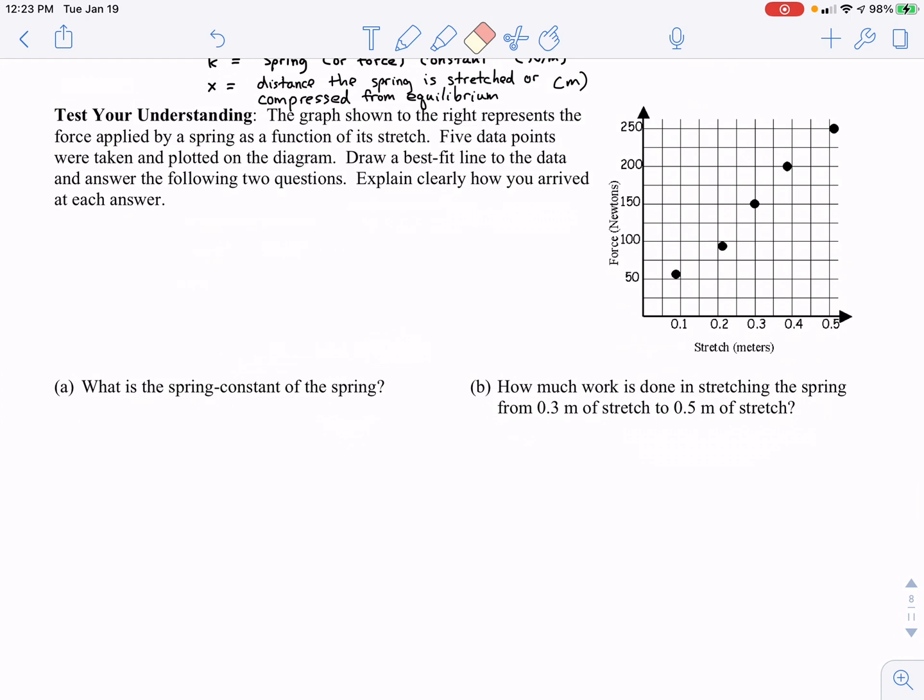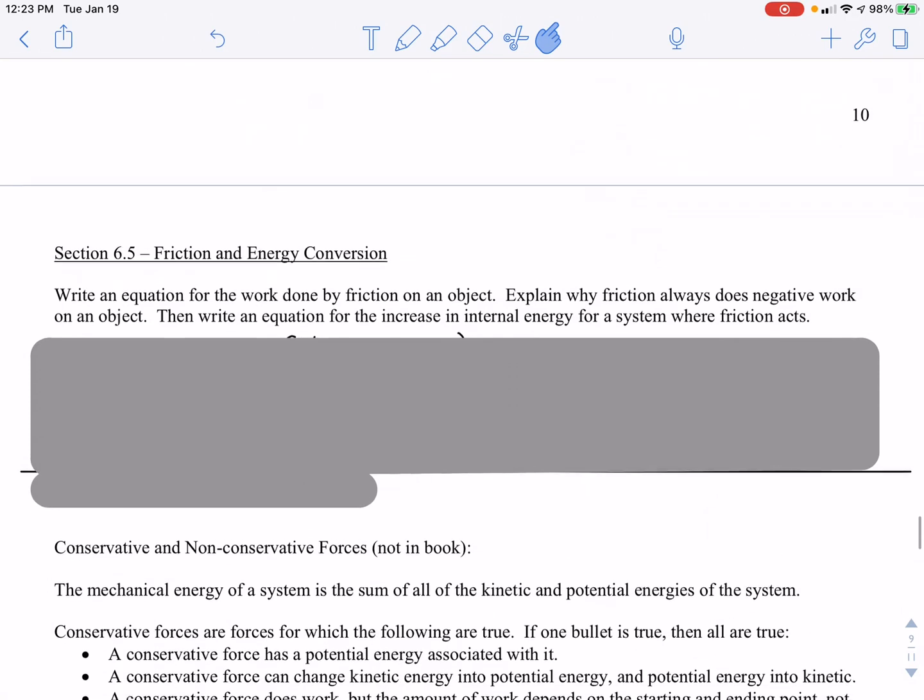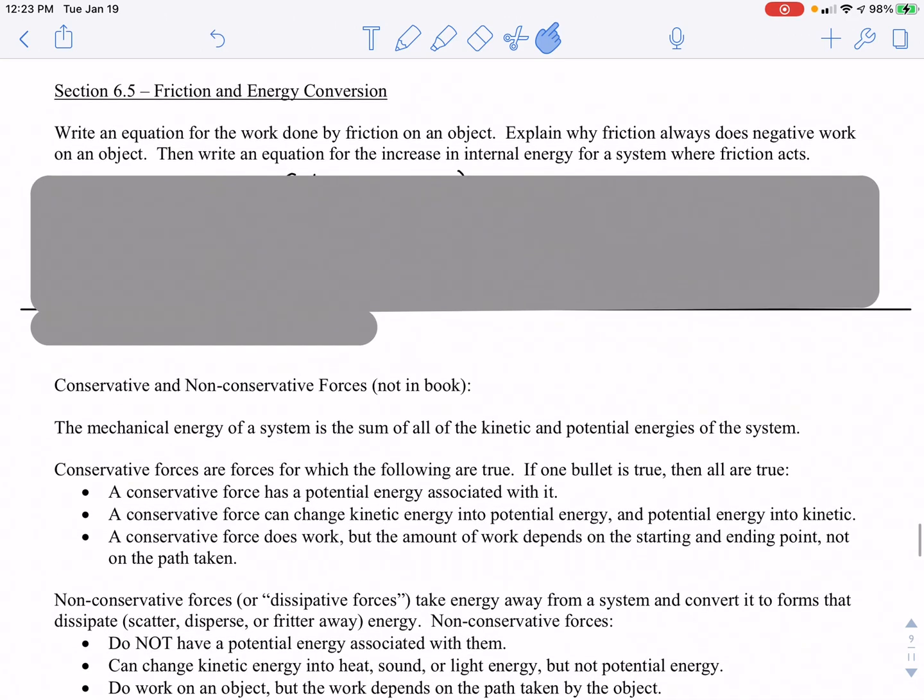Pause the video and try to do the test your understanding that you see here. We will go over it in class so that you can correct yourself. Now that you've had a chance to try this, we will go over it in class so that you can correct yourself. Section 6.5, friction and energy conversion. Again, please feel free to pause the video at any time to get any information you need for your notes.